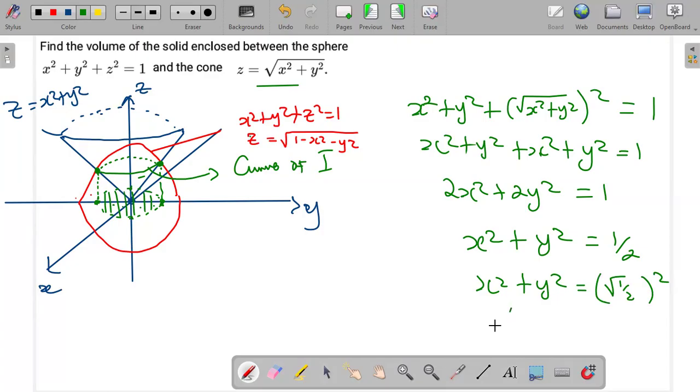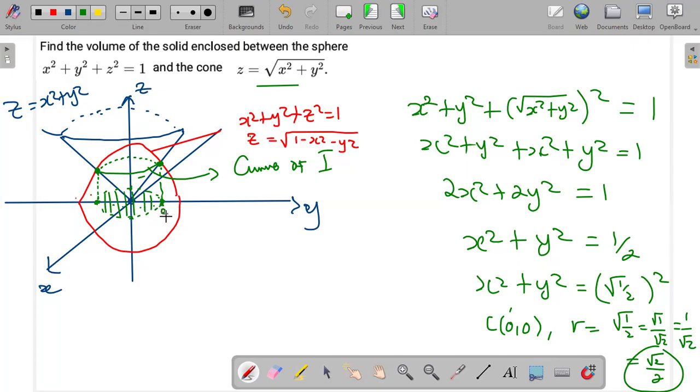Okay, so this is the circle with center (0, 0) and radius the square root of 1 over 2, which is the same as the square root of 1 over the square root of 2, which is the same as 1 over the square root of 2. If we rationalize the denominator, it becomes square root of 2 over 2. So that will be the radius for this circle that we've projected in the xy plane, okay?